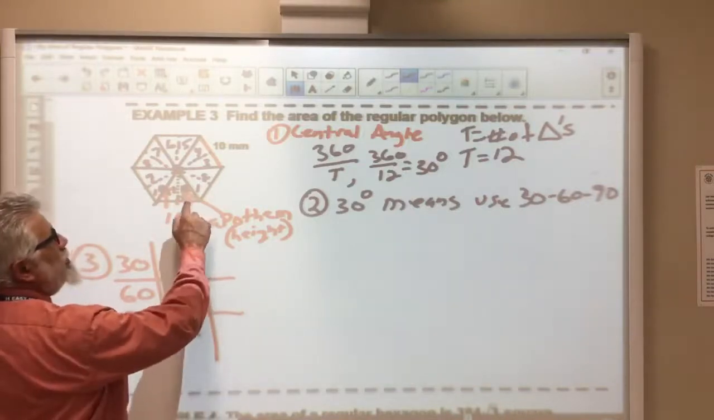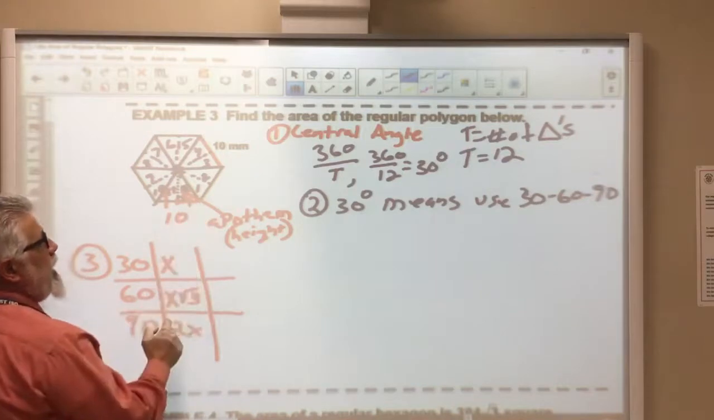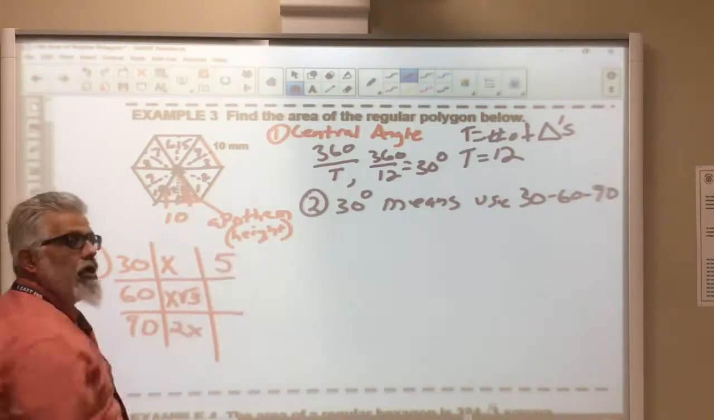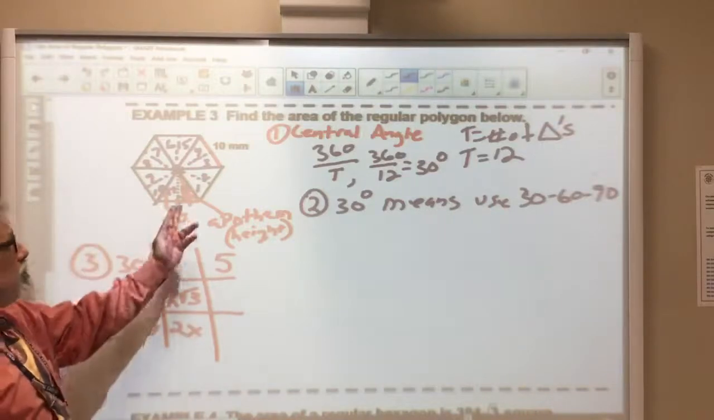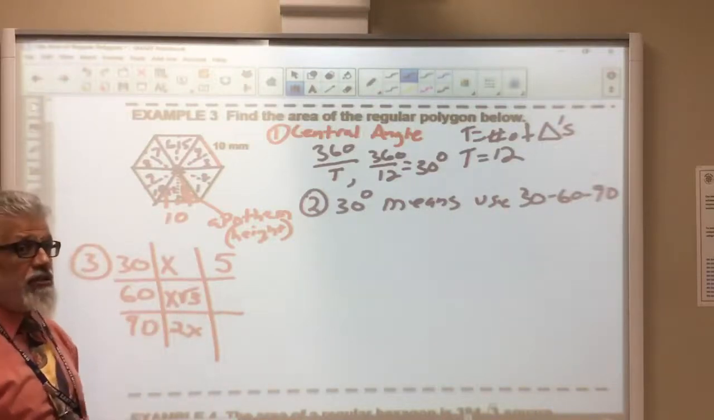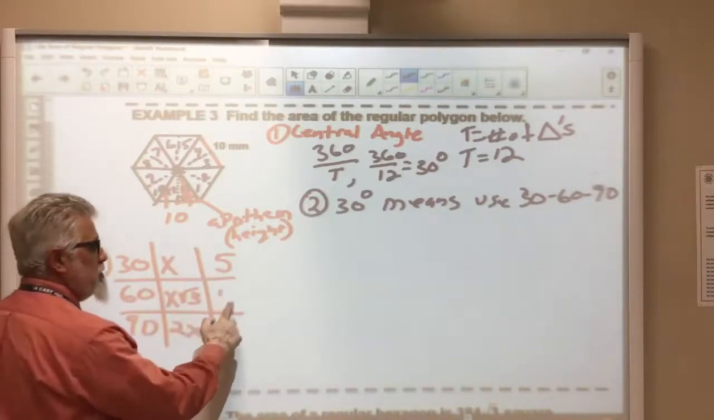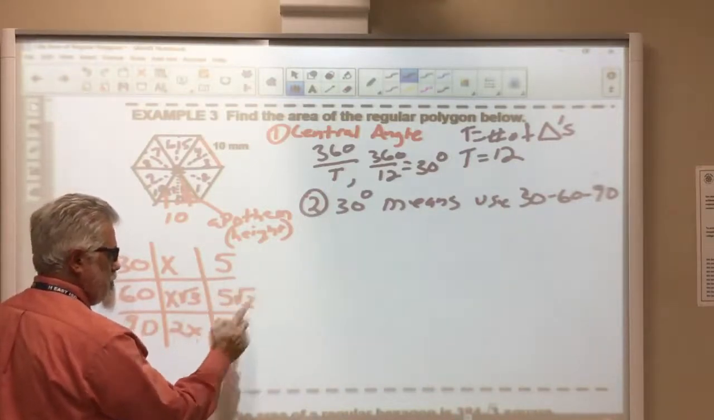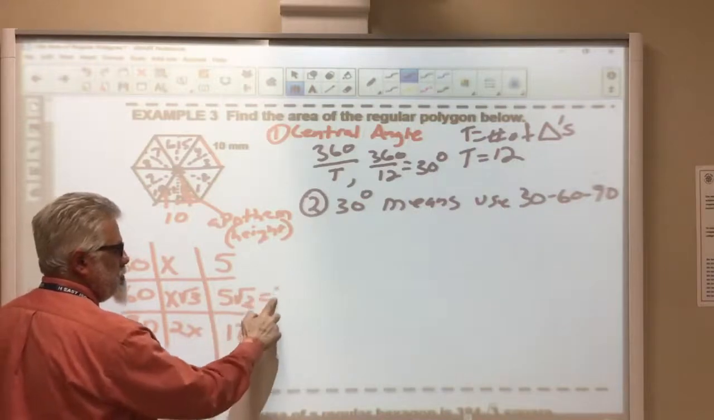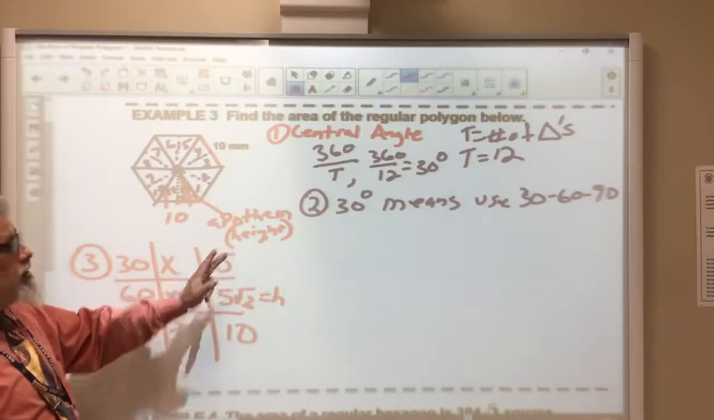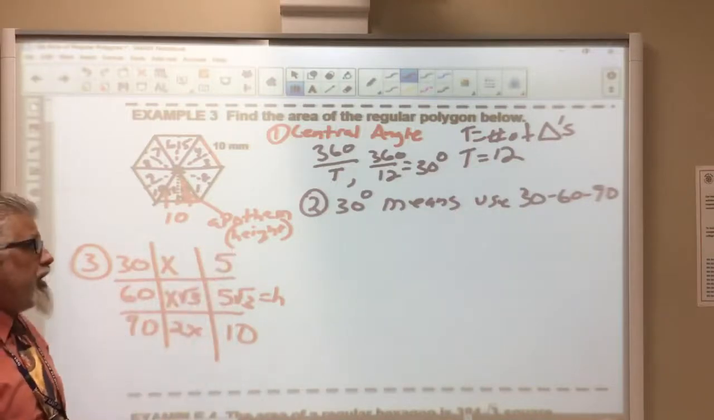Okay, so I know that the base of that small triangle, which is across from the 30, is 5. So across from the 30 is the base, so I put the 5 right there. That means that x is equal to 5, which means I just got to plug in for x. So my apothem, which is the height, is equal to 5 square root of 3.